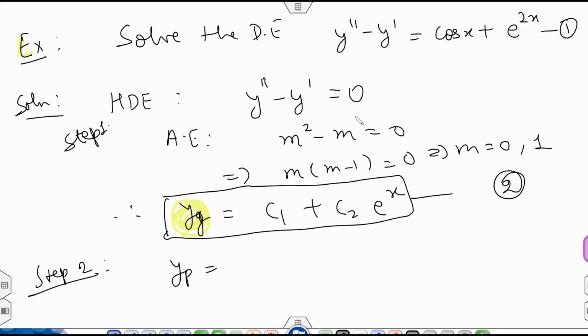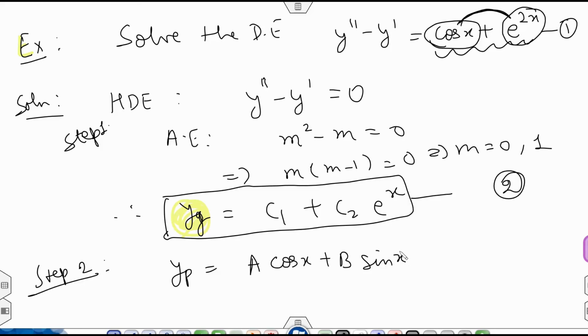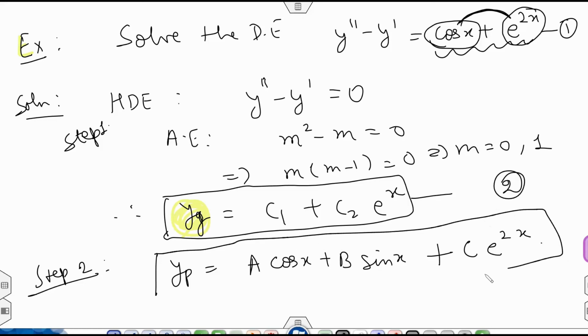So what will be our yp? We need to look at the r(x). Now you can see that this is a sum of two different r(x). For each we have a trial solution. So we will write a cos x plus b sin x for the cos x term, plus c e to the power 2x. Now you can see that there is no problem because yg is not similar to yp. So our choice of the trial solution is okay.